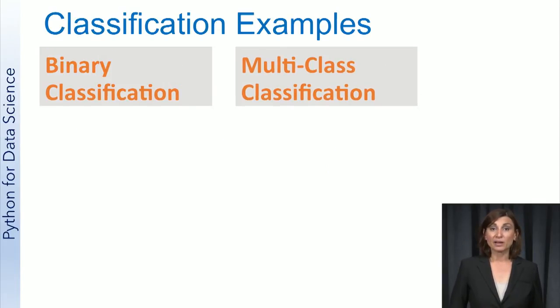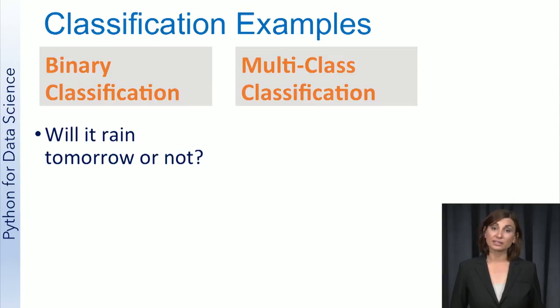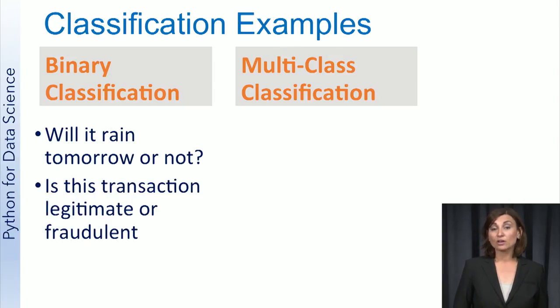Some examples of binary classification are predicting whether it will rain tomorrow or not. Here, there are only two possible outcomes. Yes, it will rain tomorrow, or no, it will not rain tomorrow. Another example is identifying whether a credit card transaction is legitimate or fraudulent. Again, there are only two possible values for the target, legitimate and fraudulent.